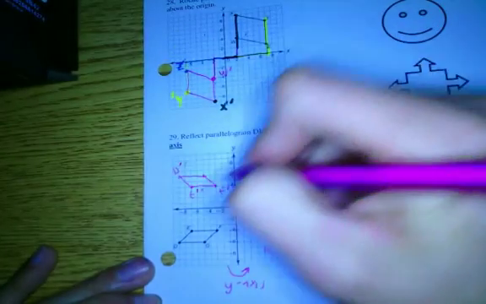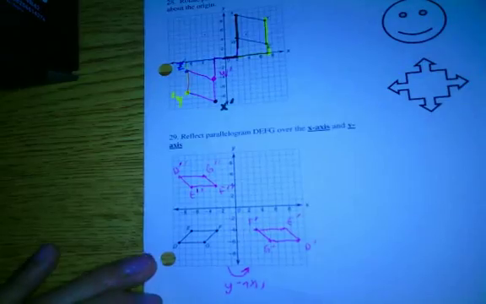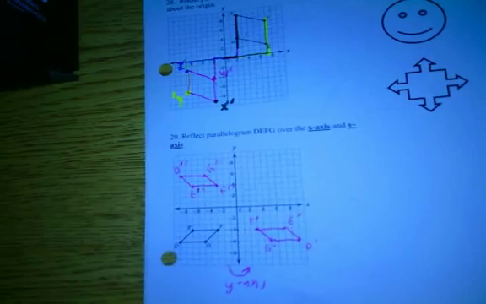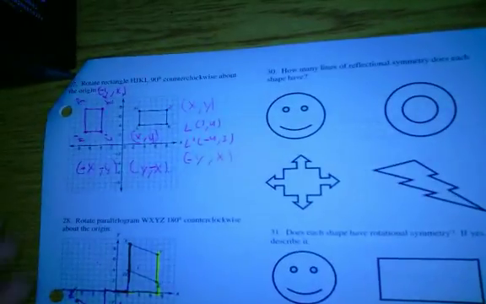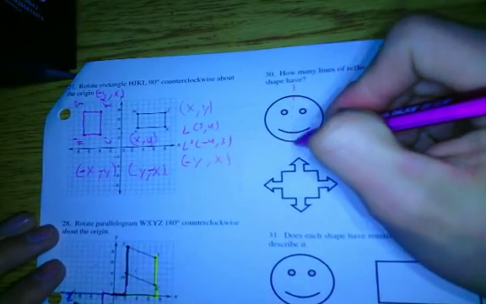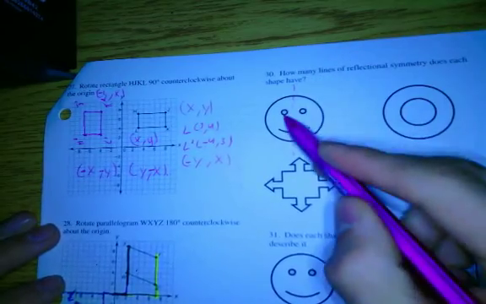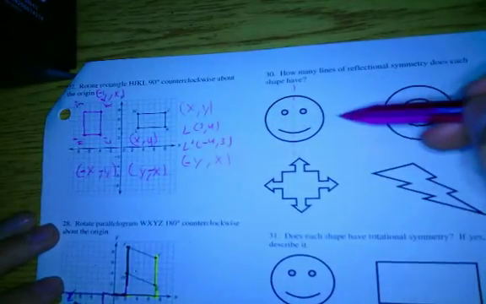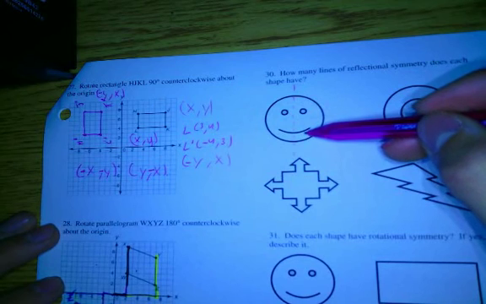So there's your reflections, which leads us to the last part of our review, which is lines of symmetry. Okay, 30. This one, if I go vertically, this would match exactly. If I go horizontally, you will notice that the eyes will not match the mouth, so there's no other way. So the only line of symmetry is this one, so we have one line of symmetry.